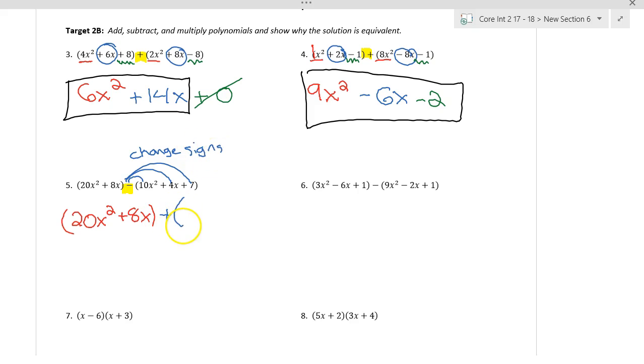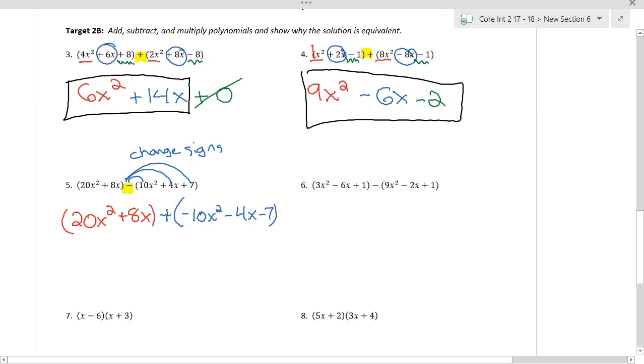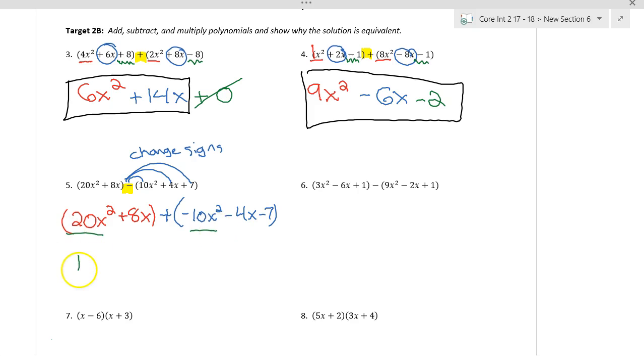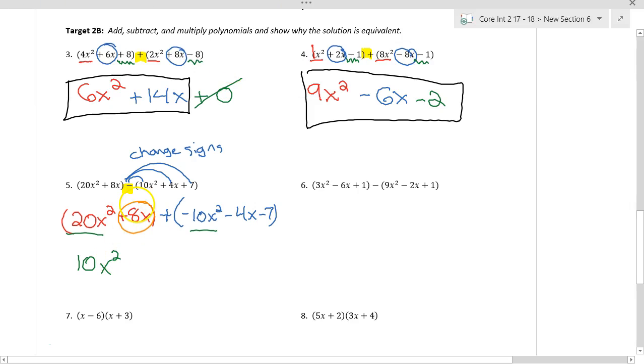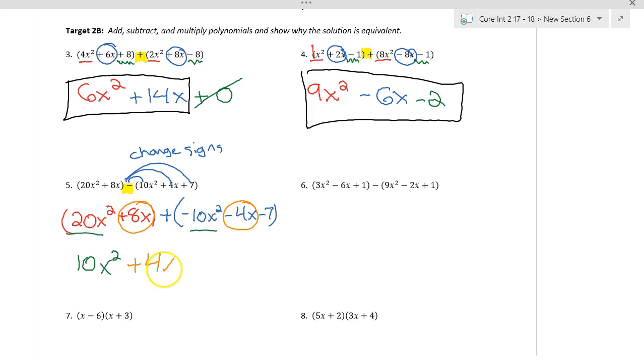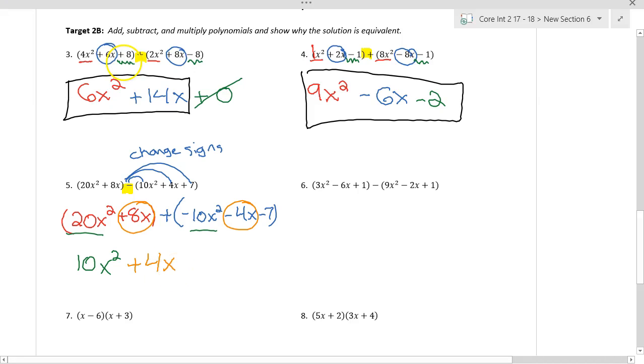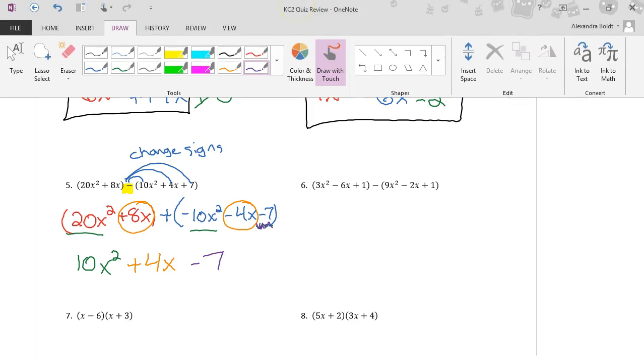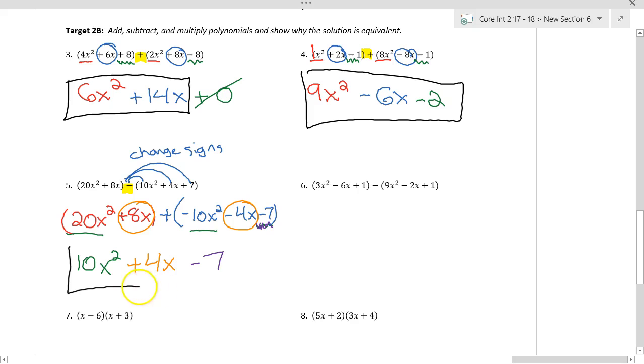So I have plus negative 10x squared minus 4x minus 7. But again, then I'm just combining like terms after that. 20 minus 10 is 10. 8 minus 4 is positive 4x. Then I only have one constant, the negative 7. So I have minus 7. So I get 10x squared plus 4x minus 7.